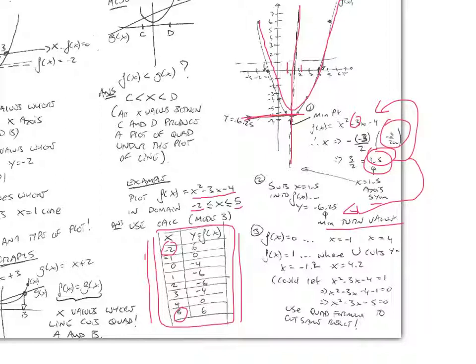Find f of x equals 0. This is f of x equals 0. It's actually the x-axis, so it's this x value and that x value. Okay, so we get that as minus 1.2 here, and 4.2 here.